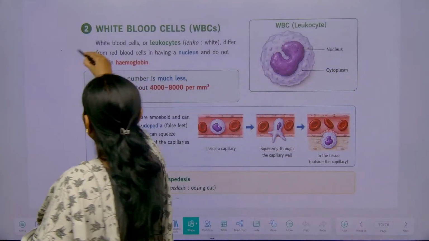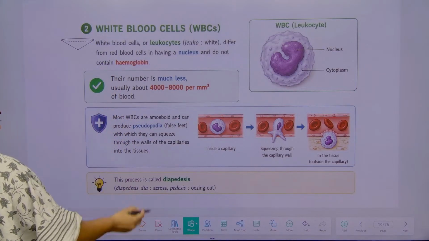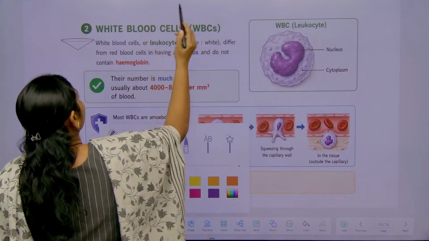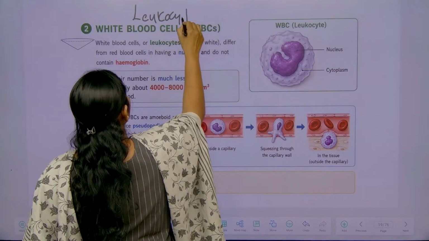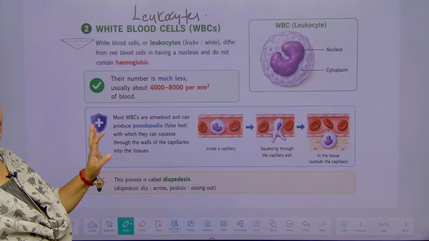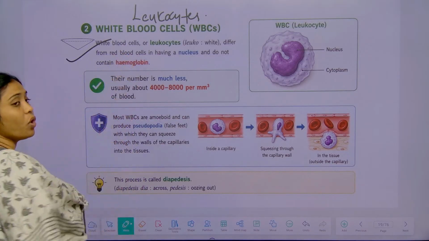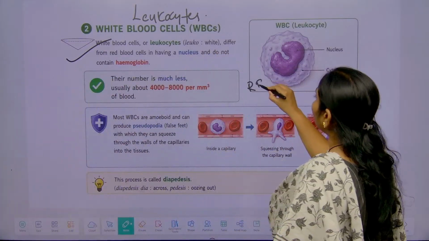Next one is WBC. The WBC has another name, it can be called leukocyte. We can call them leukocytes, or white blood cells, white corpuscles, or blood corpuscles also. Clear? So, what is the difference between RBC and WBC?